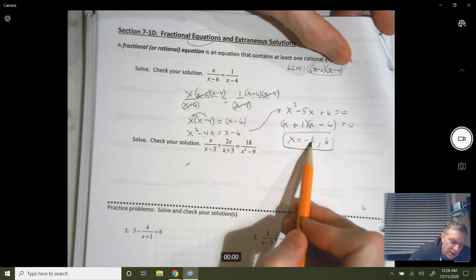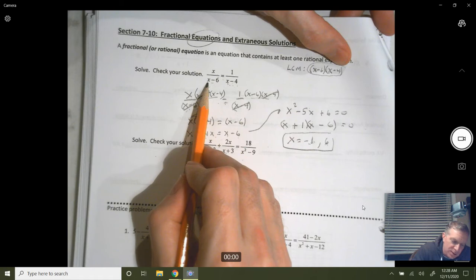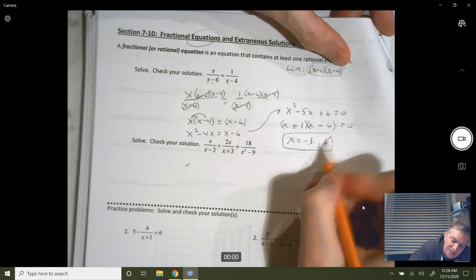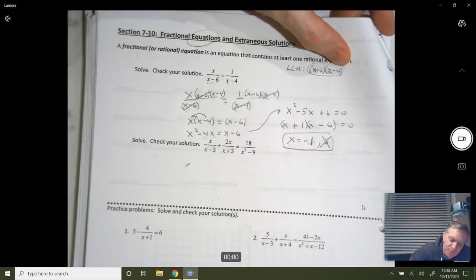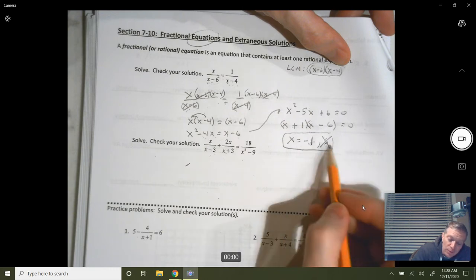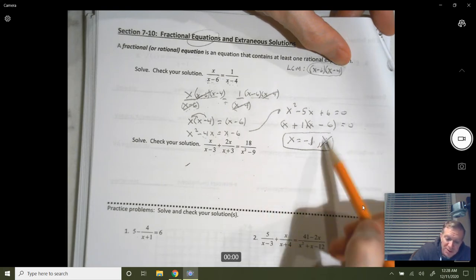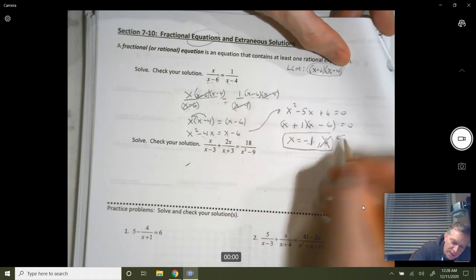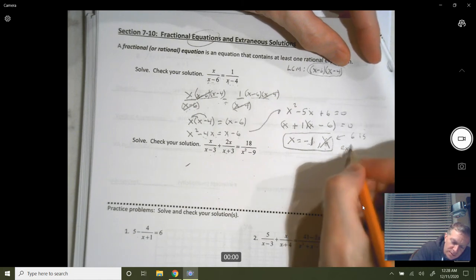But negative 1 is fine. Negative 1 doesn't make this denominator 0. Negative 1 doesn't make this denominator 0. Check 6. Ooh, 6 is a problem. 6 makes this denominator 0. 6 is extraneous. So our only solution is x equals negative 1. I want to see that you actually solved for both, and then you cross this out. So don't erase it really hard so I can't see it. It's good to be able to see that you found these two solutions and you noticed this one is extraneous. You can even write 6 is extraneous.